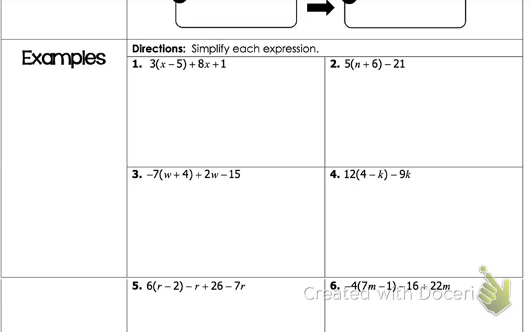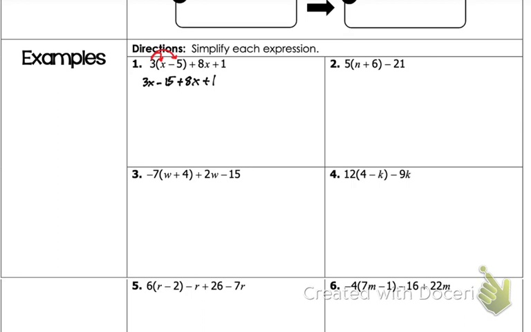So the very first thing we're going to do is distribute this 3. So we're going to have 3x, because 3 times x gives me 3x. Do we do 3 times 5? We'll do 3 times 5, yep. It's going to be negative 15, you got it. Now we just need to practice that skill, right? With 3 times 5, I got my plus 8x, and I have my plus 1.